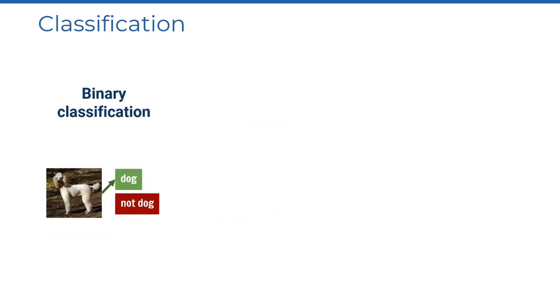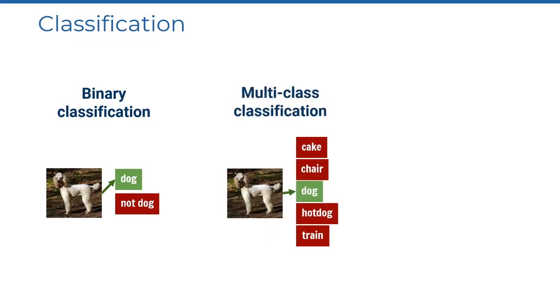Okay, so there are a few types of classification tasks. The easiest task is a binary classification task, which means there are only two possible labels: yes or no, true or false, dog or not dog. Then we have multi-class classification, which means you have more than two labels to choose from. In this example, we have 5 possible labels. And the classifier will have to choose the one correct label.